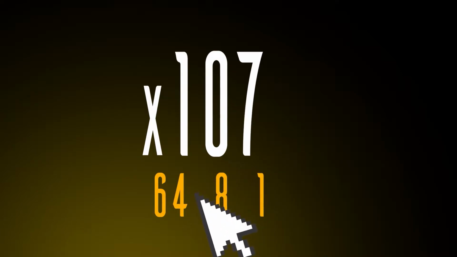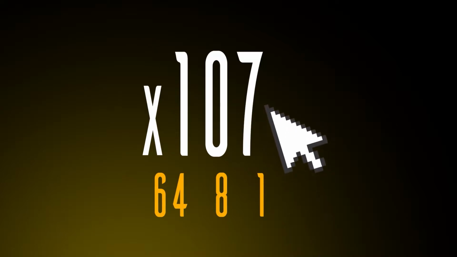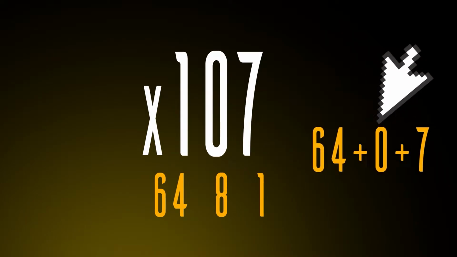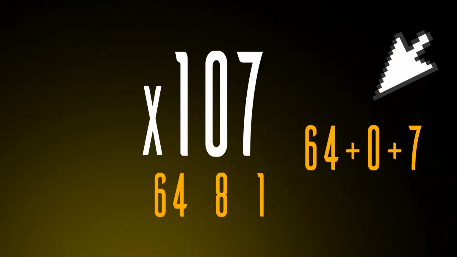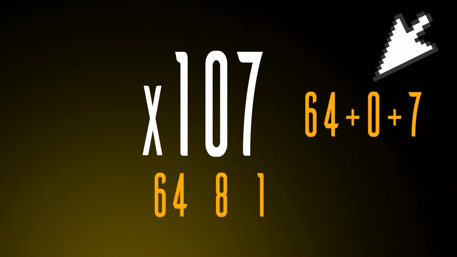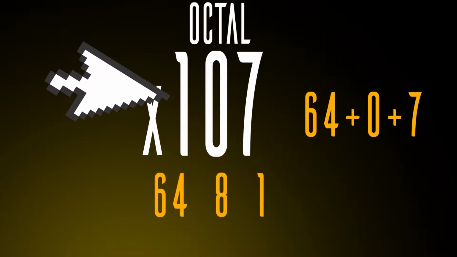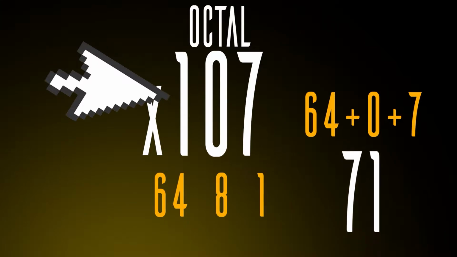Then let's multiply the respective digit of the octal number with the power of 8. In our case we would do 64 times 1, 8 times 0 and 1 times 7. Now we're going to sum the results of the multiplications and this will be the value in decimal. In our case it will be 64 plus 7. Finally, we found out that 107 in octal system is represented by 71 in decimal.